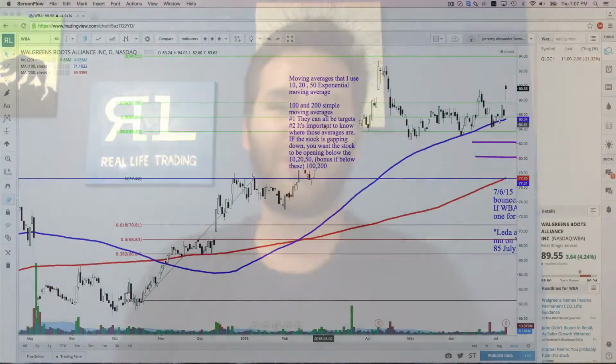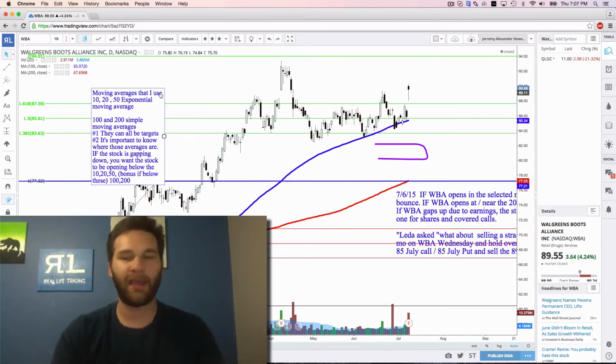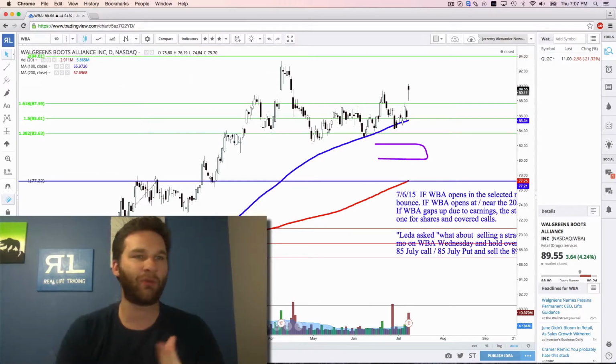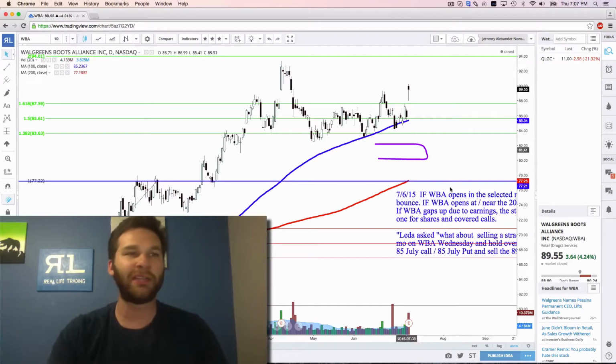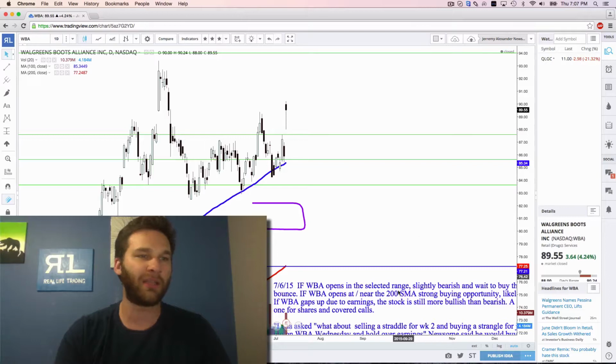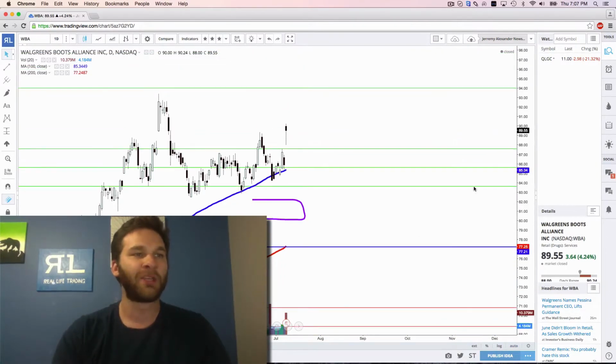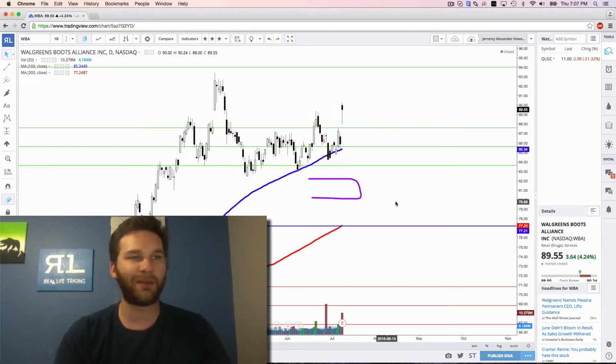Hopping over to WBA, Walgreens Boots Alliance. This is the one we were talking about earlier that had a good gap up today, a good gap and go. So I come over to the gap. This happened after the market opened, and the market at this point has been open for approximately 10 minutes or so. We have a gap and go, and I'm saying to myself, okay, great.